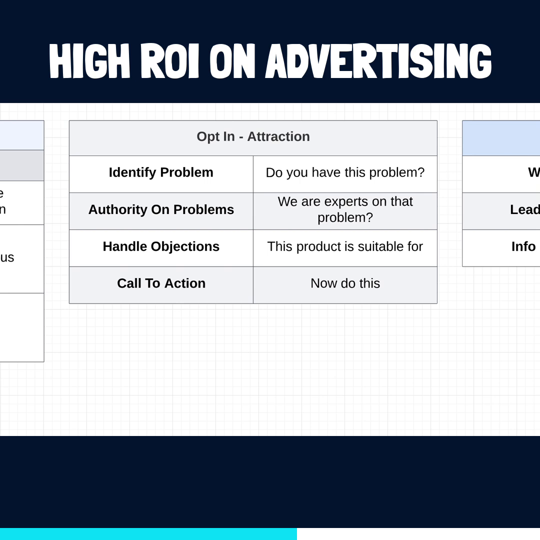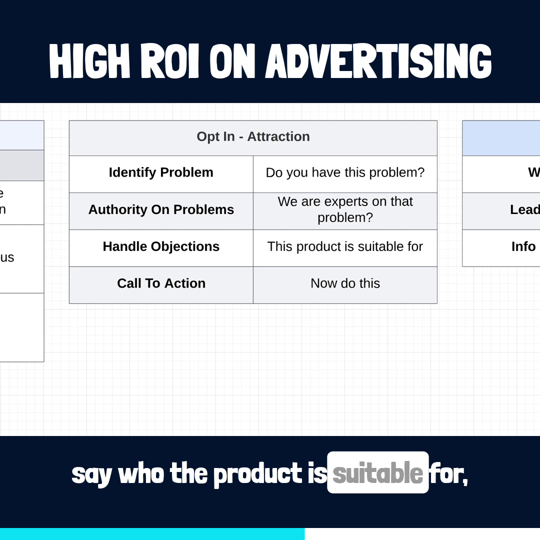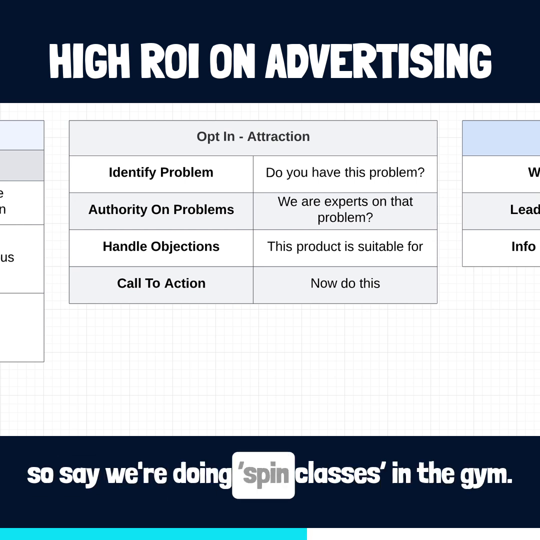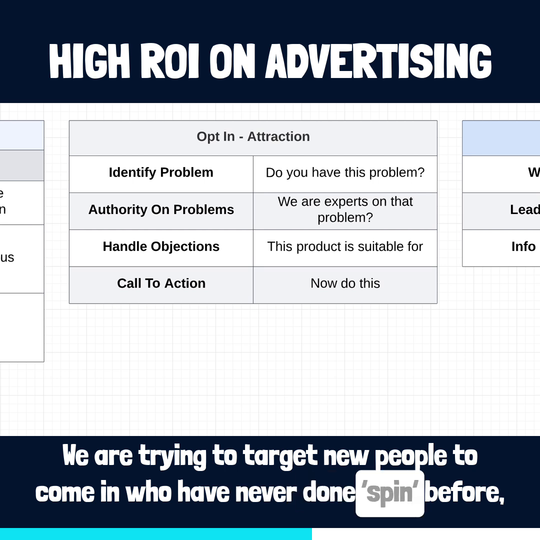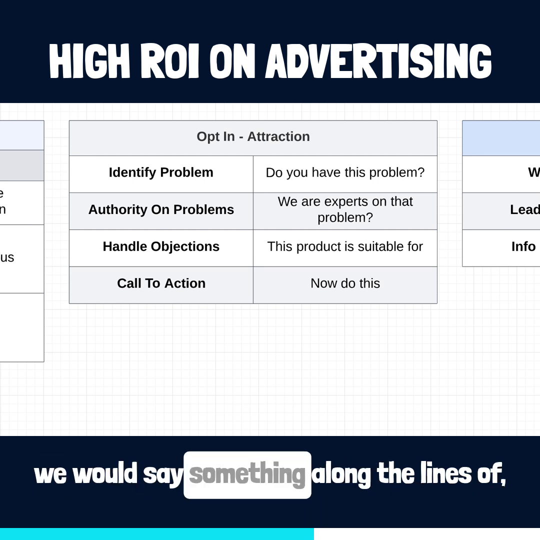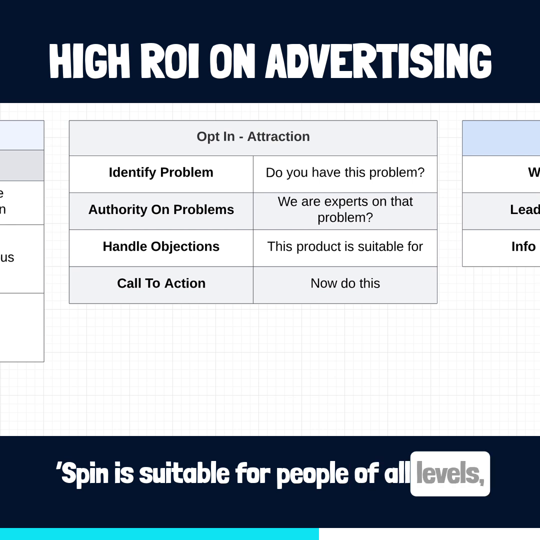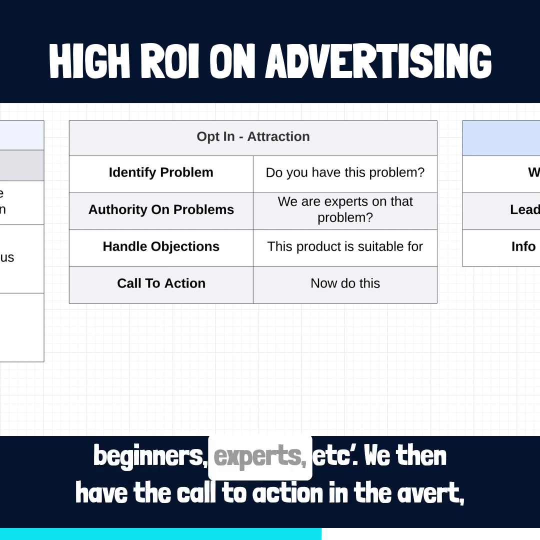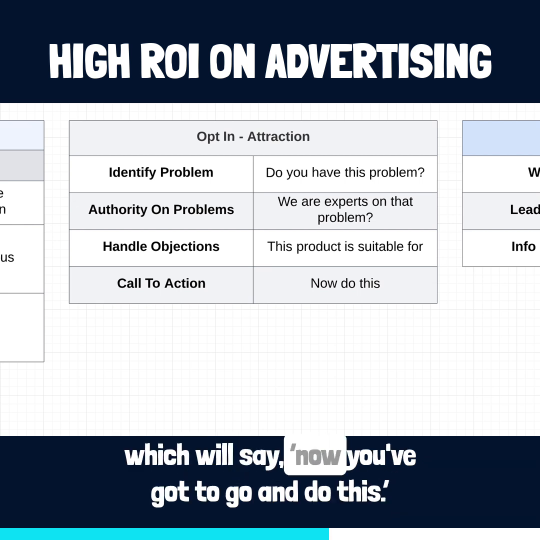A lot of times what you would do if you are handling an objection online is you say what the product is suitable for. So say we're doing spin classes in the gym, and we are trying to target new people to come in who've never done spin before. So we would say something along the lines of spin is suitable for people of all levels, beginners, experts, etc. We then have the call to action in the advert, which will say, now you've got to go and do this.